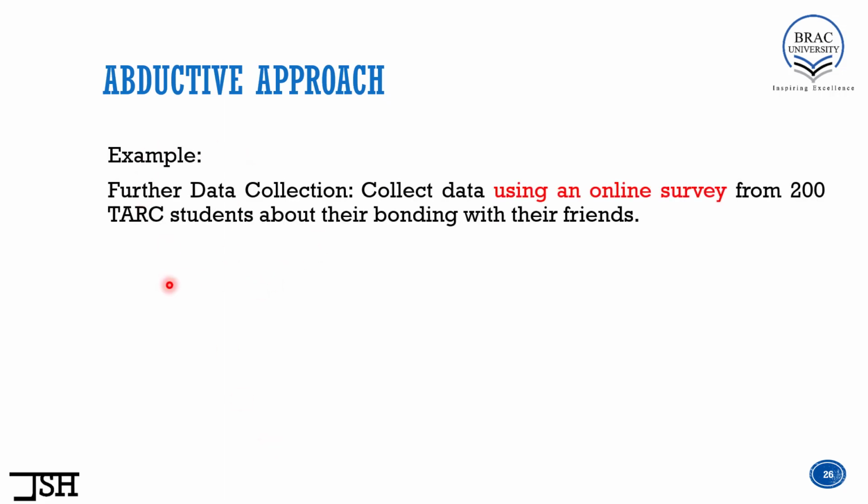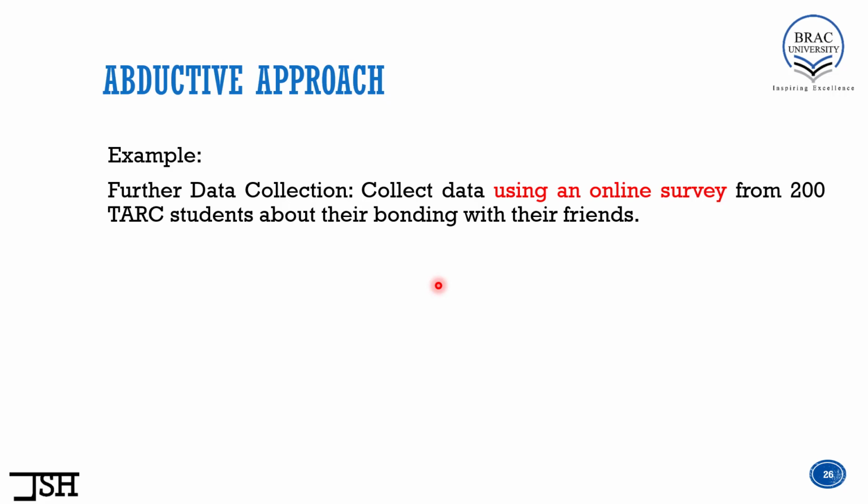So in further data collection, I collect data using an online survey from 200 more TARC students about their bonding with their friends. Initially I collected data from 5 students only. Now I'm going to collect more data from 200 students. If I wanted, I could have collected data from 2000 TARC students. The main point is that I have to collect more data.